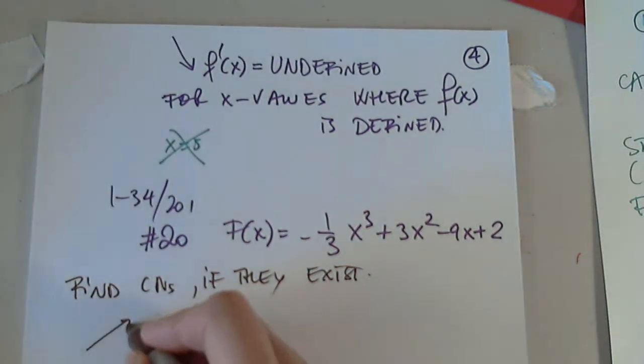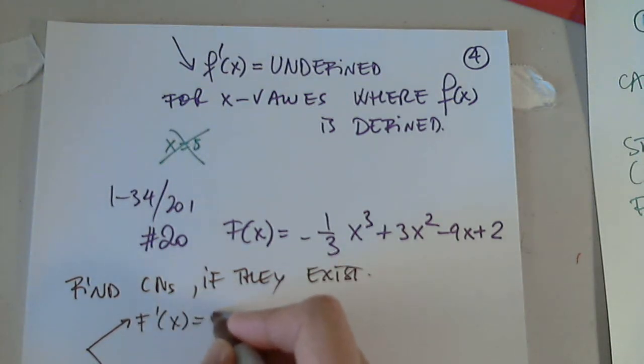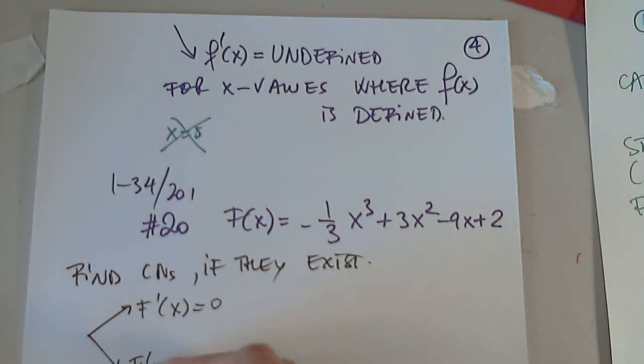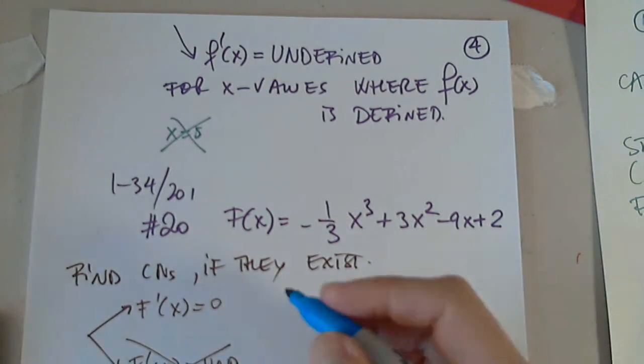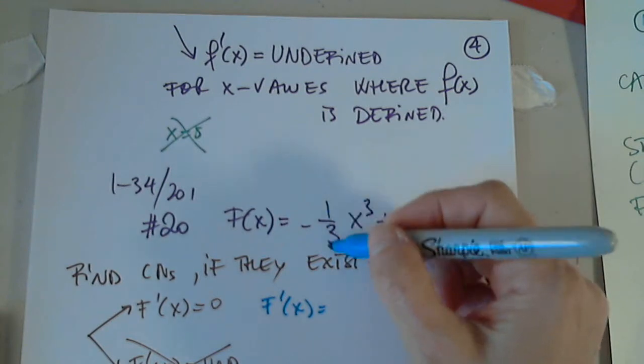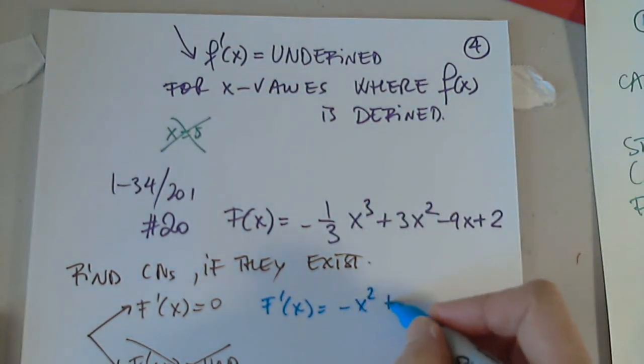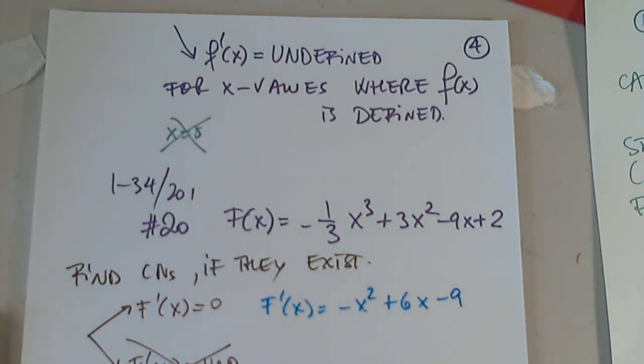So I know that critical numbers come from two possible sources. One of them is when f prime of x is 0. And the other one when f prime of x is undefined. This is a polynomial function. That's never going to happen. There's no such thing. When I differentiate, that function will always be defined. So therefore, I have to find f prime of x. I bring down 3, and that will make this disappear. So negative x squared plus 6x minus 9.